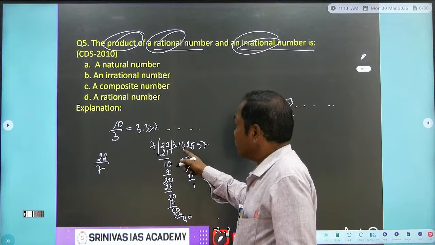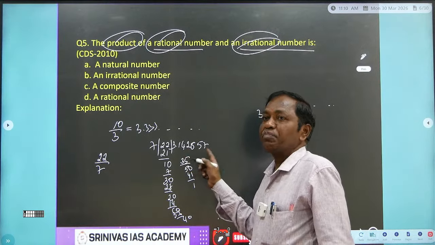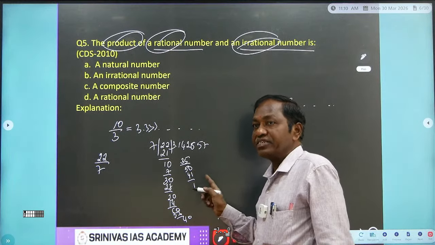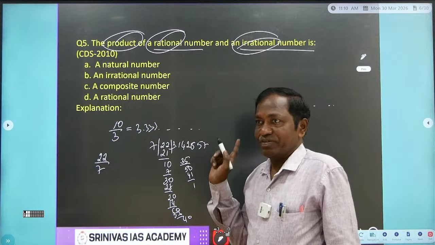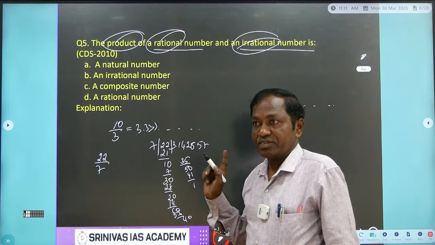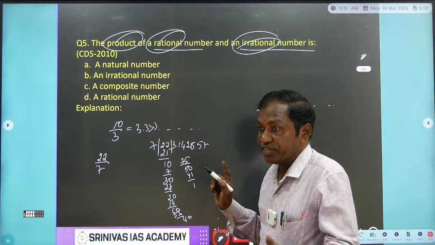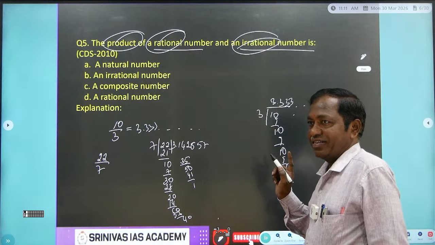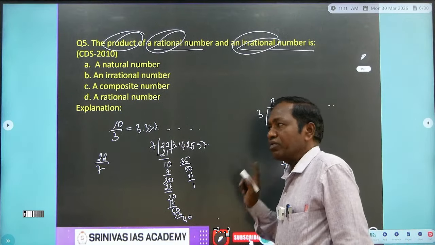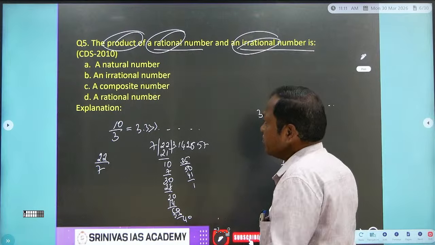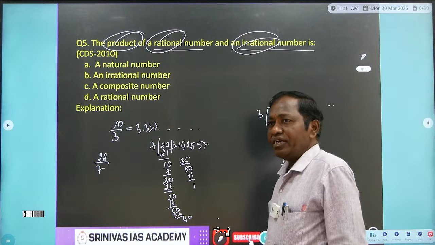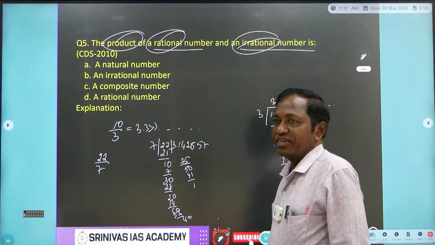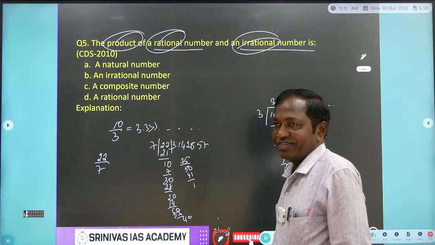Okay, it means non-terminating, non-repeating. Non-terminating digits or non-repeating digits is known as an irrational number. That is it. This is the definition. The best example for this is pi. So an irrational number is non-repeating, non-terminating.